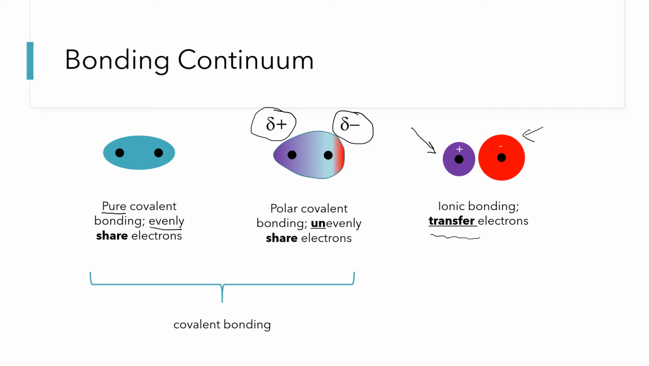Also, in terms of vocabulary, both a pure covalent bond and a polar covalent bond are considered covalent bonding, right? Whether it's a pure or a polar bond, it's still considered a type of covalent bond, and it involves sharing of electrons. It's just in the case of a pure covalent bond, those electrons are shared evenly, and in the case of a polar covalent bond, the electrons are shared unevenly. They spend more time around one atom than around another.